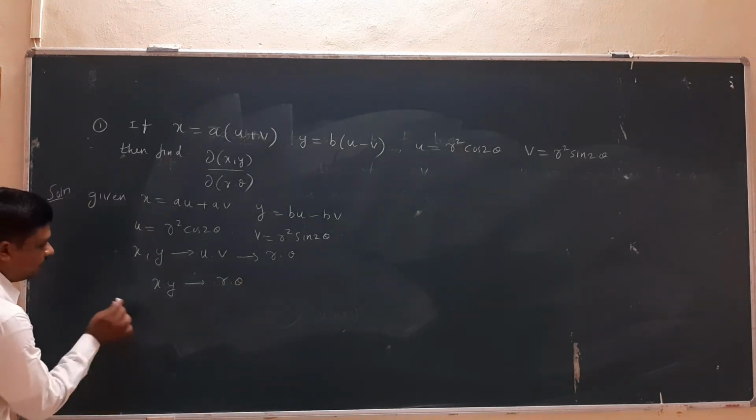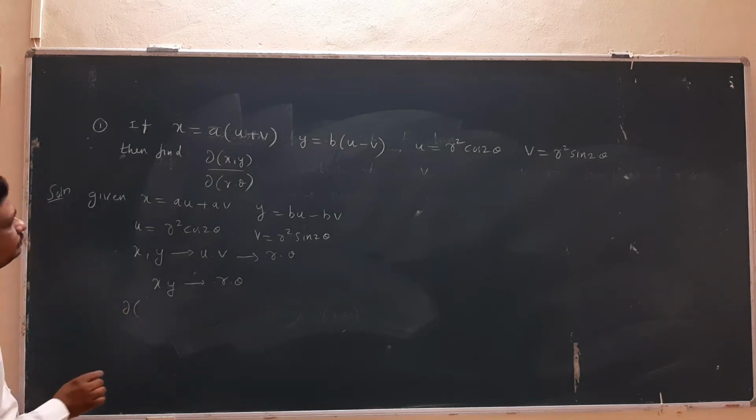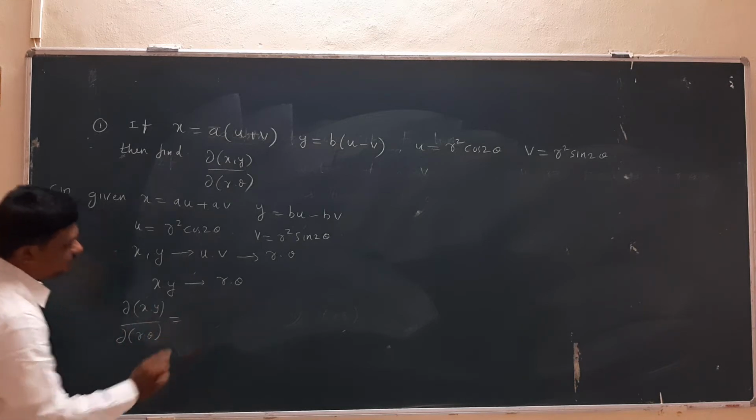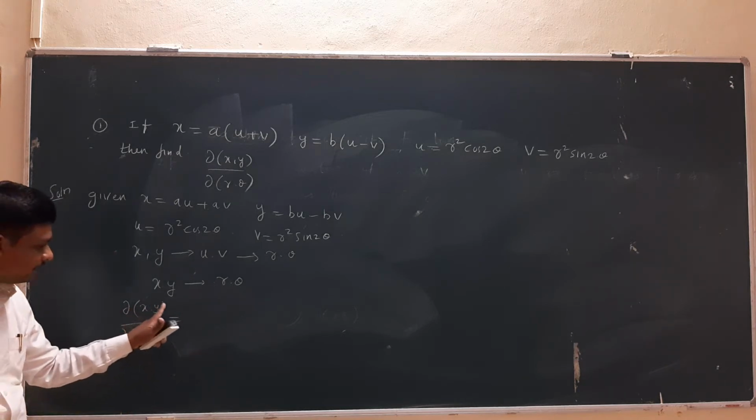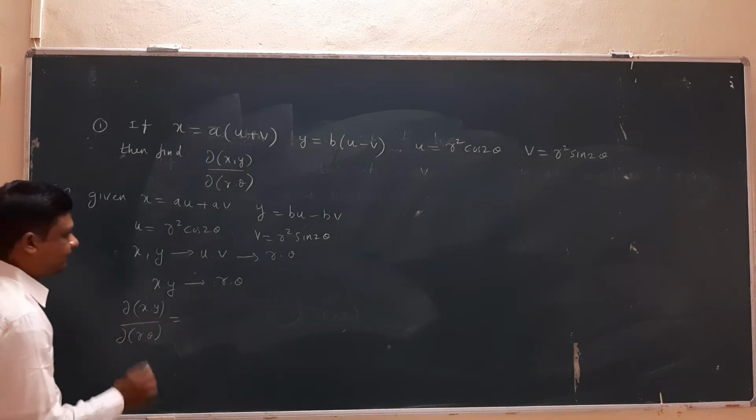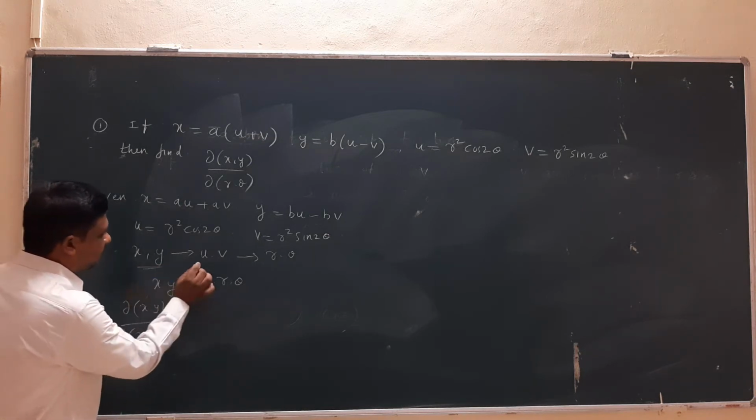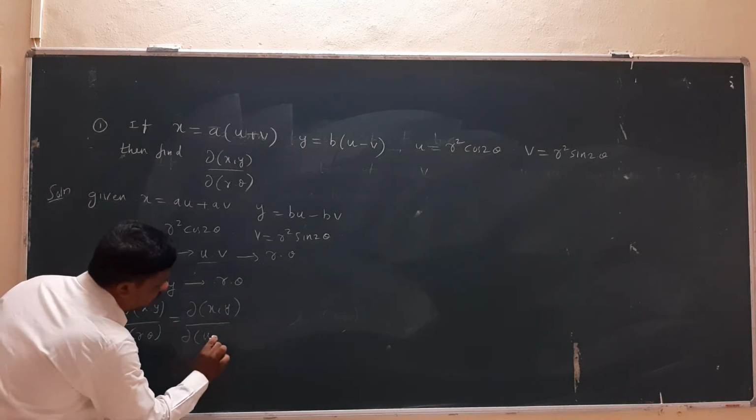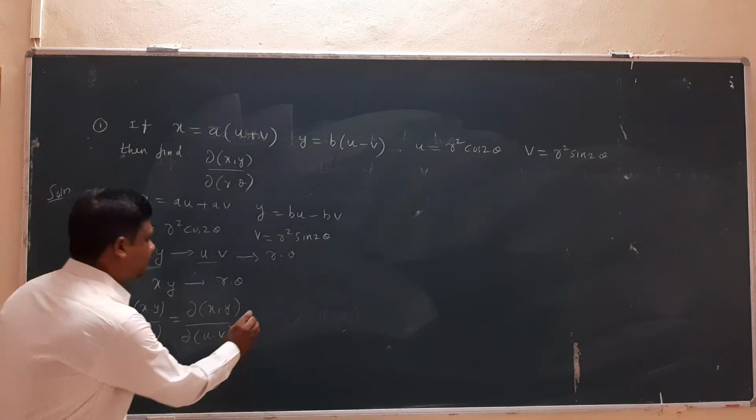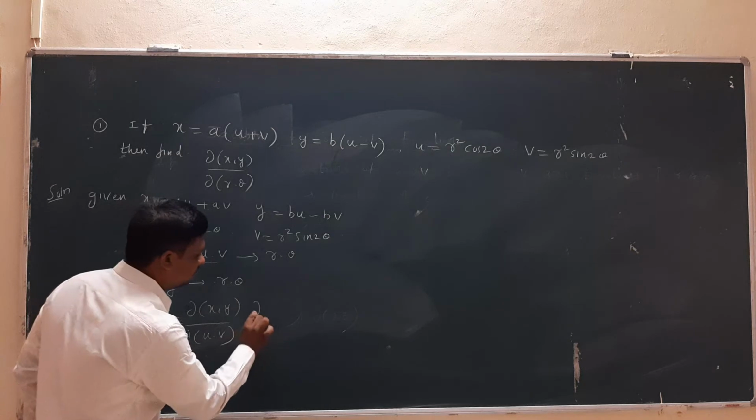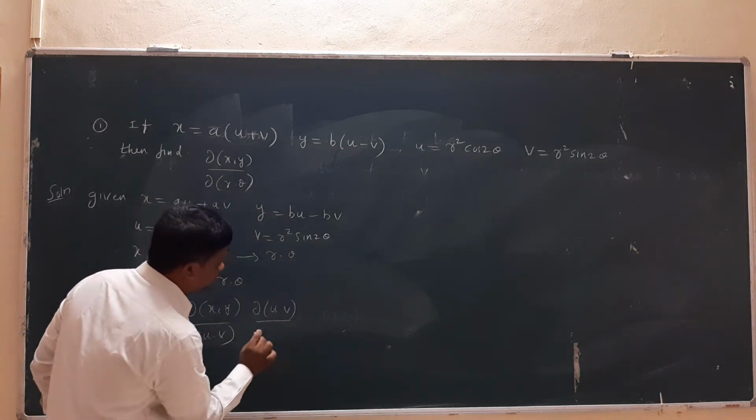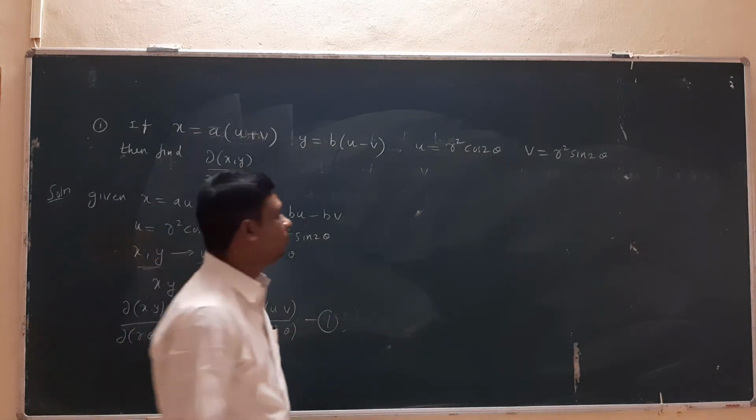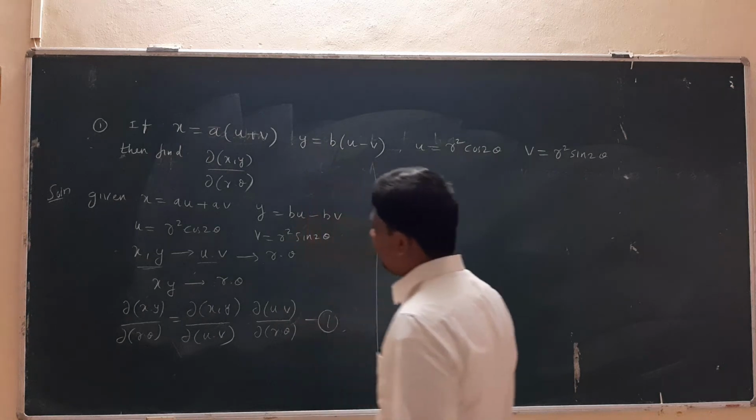So this implies dou of x y with respect to dou of r theta. So this is our question. Here we have to find x and y with respect to r and theta. So for that, what do I do? First I will differentiate x and y with respect to u and v. Then I will differentiate u and v with respect to r and theta. So I will take this one as equation number 1. So one by one I will simplify.